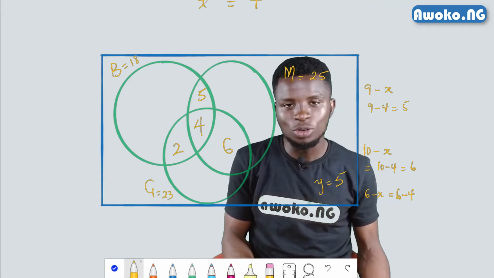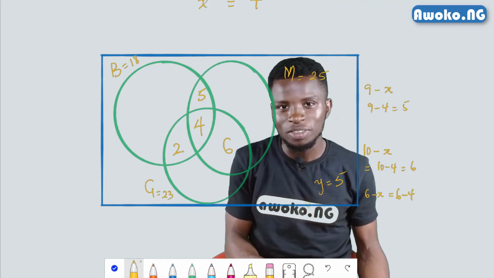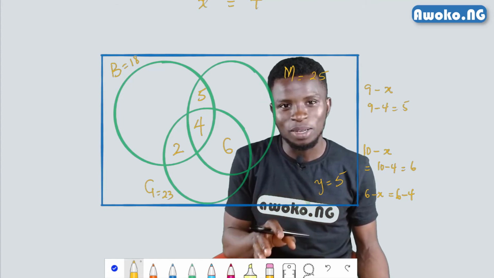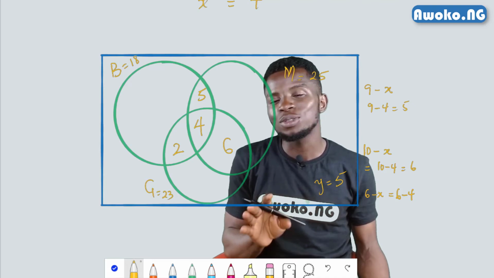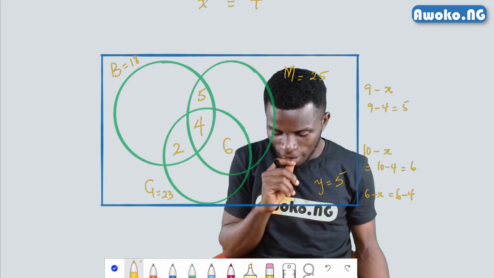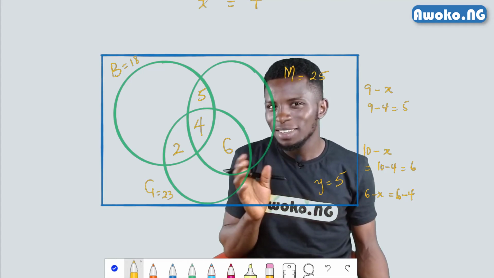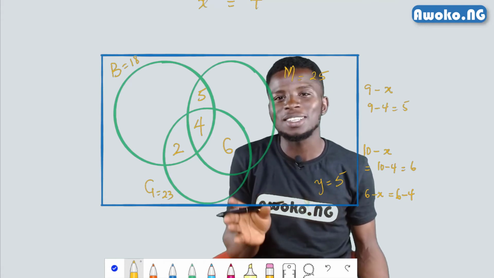So we've been able to identify some of the parameters that we are given. So let's go straight to solving the problem. We've solved the first problem by indicating the number of students that offer the 3 subjects. Now let us find the number of students that offer only mathematics. Can this be done? Of course. We have all our parameters at our fingertips.